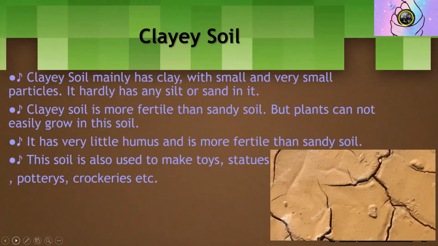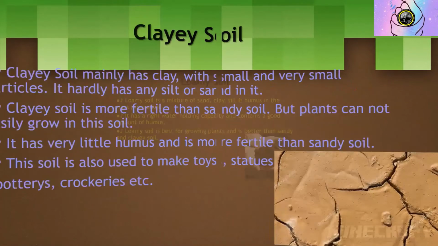Clay soil. Clay soil mainly has clay with small and very small particles. It hardly has any silt or sand. Clay soil is more fertile than sandy soil, but plants cannot easily grow in this soil. It has very little humus. This soil is also used to make toys, statues, pottery, crockery, etc.